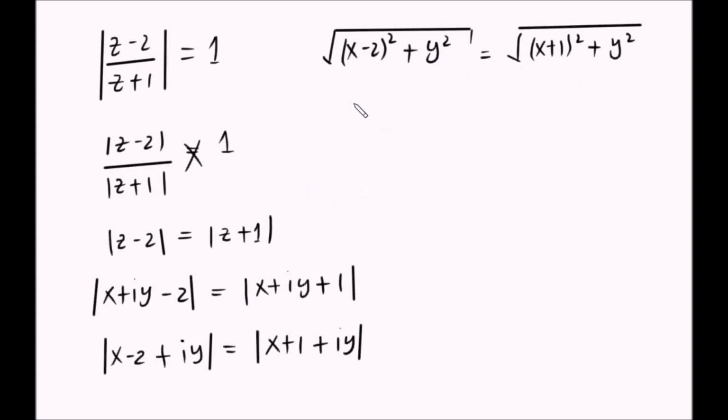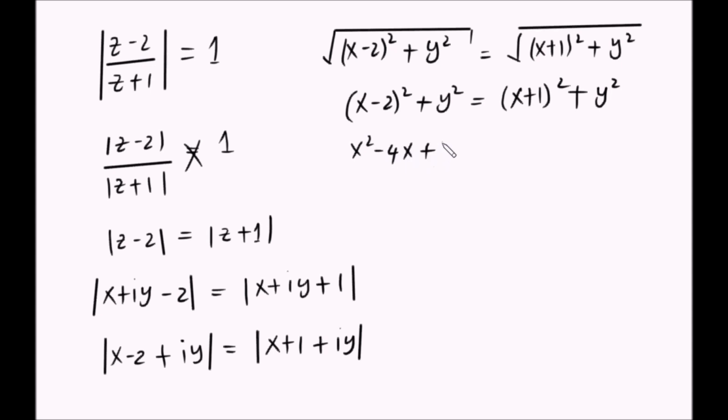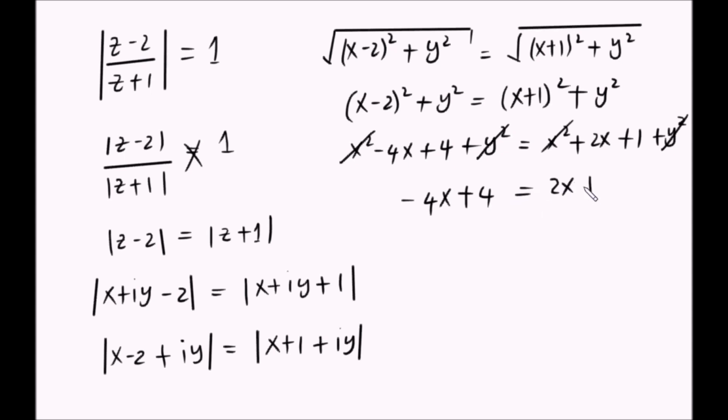Yeah, let's square both sides now. Tunapata ni (x minus 2) squared plus y squared sawa na (x plus 1) squared plus y squared kama hivyo. So expand hapa ni x squared minus 4x plus 4 plus y squared. Alafu kutakuwa ni x squared plus 2x plus 1 plus y squared. So y squared minus y squared ni 0, x squared minus x squared ni 0. So nabaki na negative 4x plus 4 sawa na 2x plus 1.